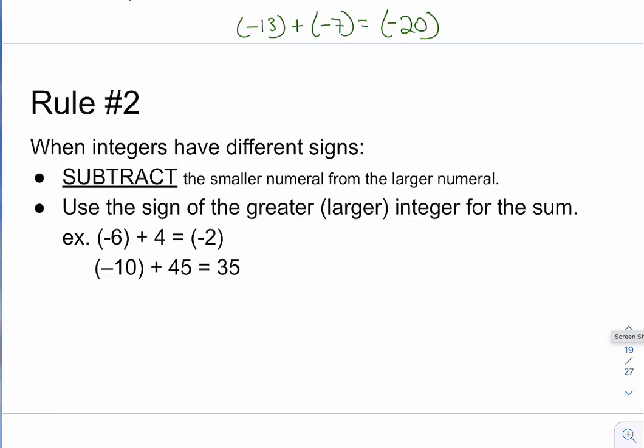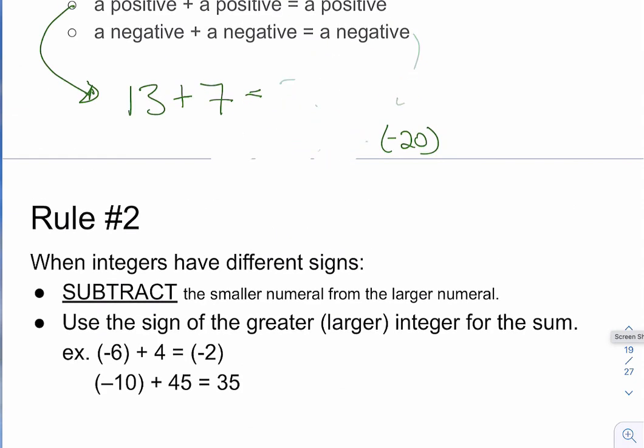Let's say that we have negative 13 plus 9. Once again, I have two different signs, positive and negative, so I'm going to subtract those. 13 subtract 9 equals 4. So my answer is going to be 4. Is it going to be positive or negative? I look at my two integers, the 13 or the 9. The 13 is larger. It's a negative, so my answer is negative. So those are the two rules for adding integers.